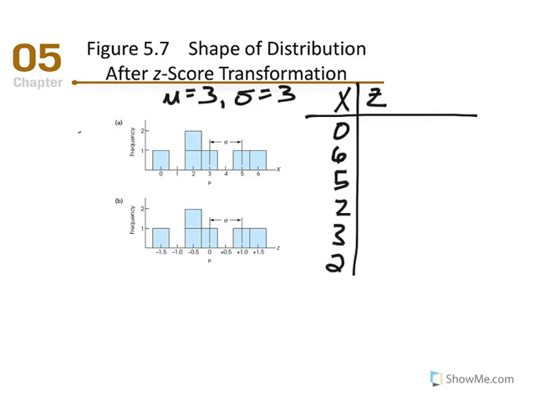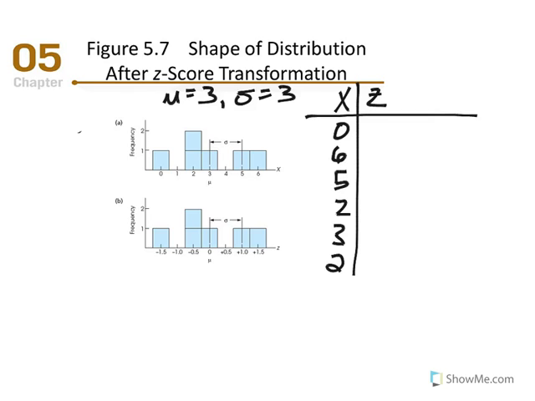Okay, figure 5.7 will be used to demonstrate the equations used to affirm that the mean of a z distribution is equal to 0 and the standard deviation of a z distribution is always equal to 1. Again, this is applicable to any distribution. So regardless of what the original scores look like, the z distribution will always have a mean of 0 and the standard deviation equal to 1. So first, we're following along with example 5.7 on page 133.